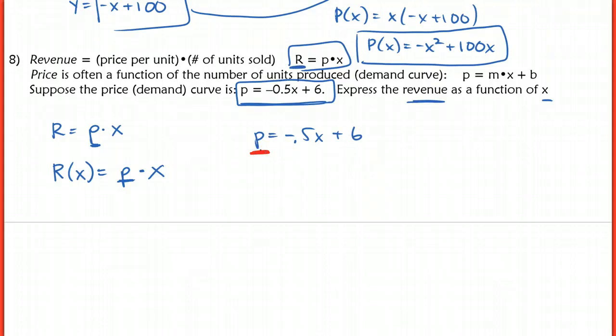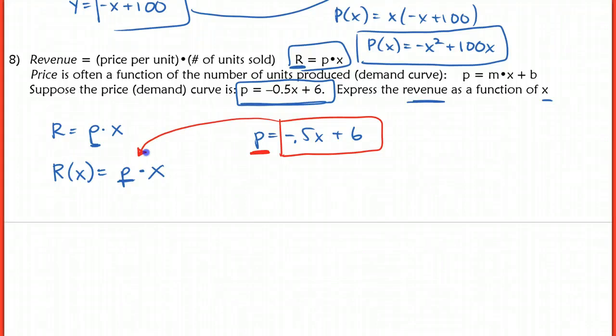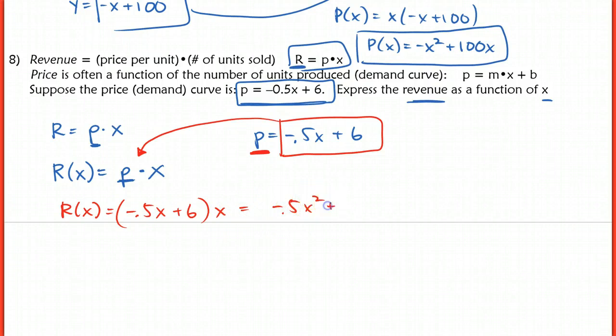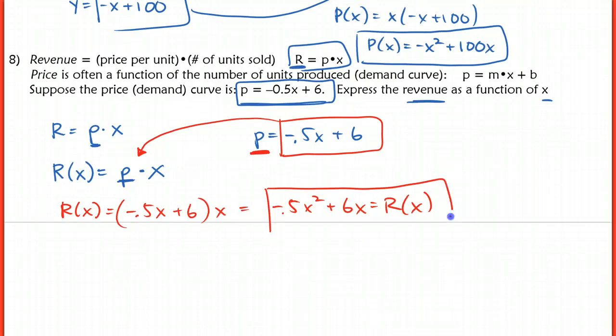This problem is actually really, really easy. I've already got the p solved for, so I substitute that value right into here. And I have r of x equals negative 0.5x plus 6 times x. If I simplify that, I get negative 0.5x squared plus 6x. So this is r of x. It's the revenue in terms of a single variable. It's a function now of x.